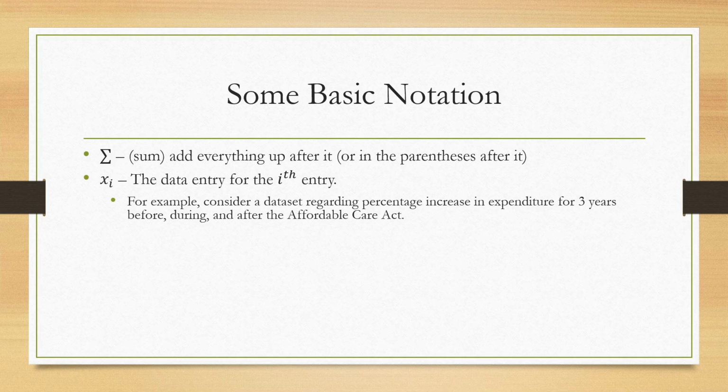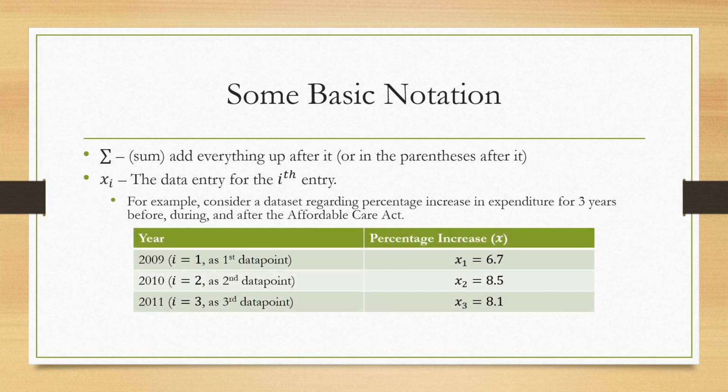Oh, and I even have an example. How nice of me. So let's consider the percentage increase in expenditure for 3 years before, during, and after the implementation of the ACA. So I think that's 2008, 9, and 10, or 9, 10, 11. So 2009, that'll be our first year. i equals 1, the first observation of the data point. 2010, the second year, i equals 2. 2011, that'd be the third observation of the data point, i equals 3.